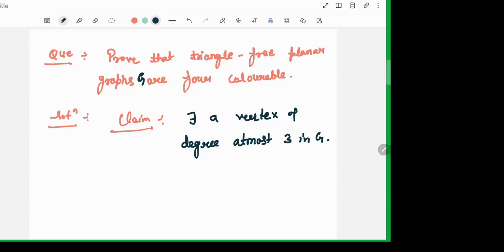You recall Euler's identity, right? What is that? V minus E plus F is 2. Number of vertices minus number of edges plus number of faces is 2. Yes. So can you do it now?